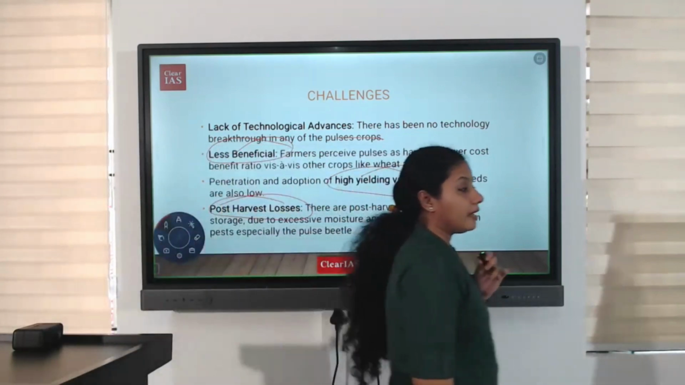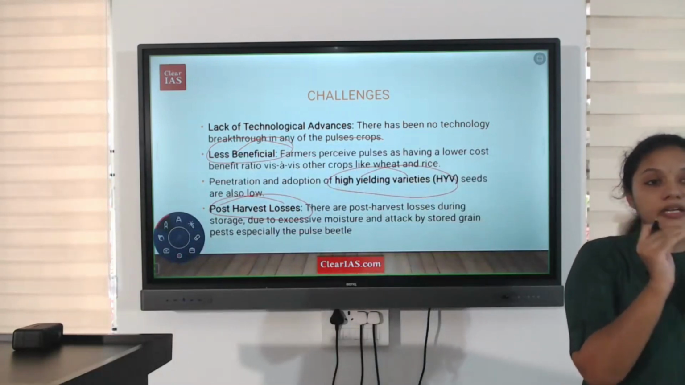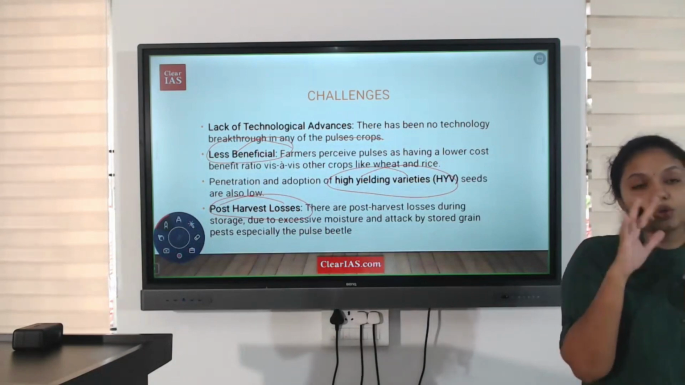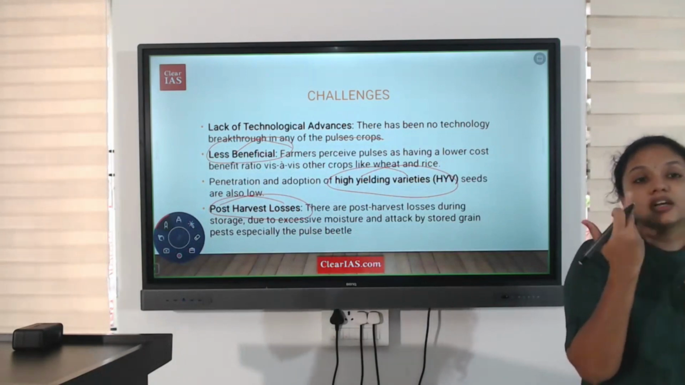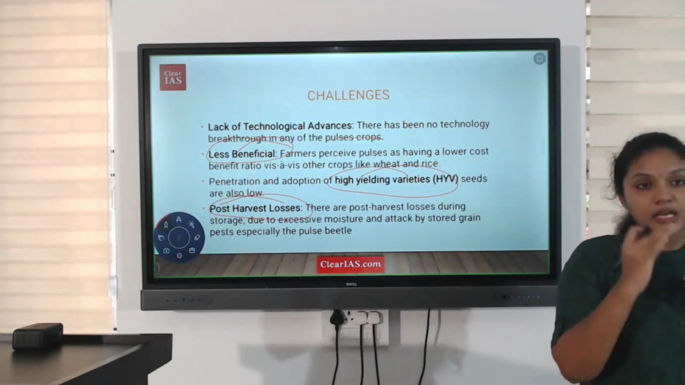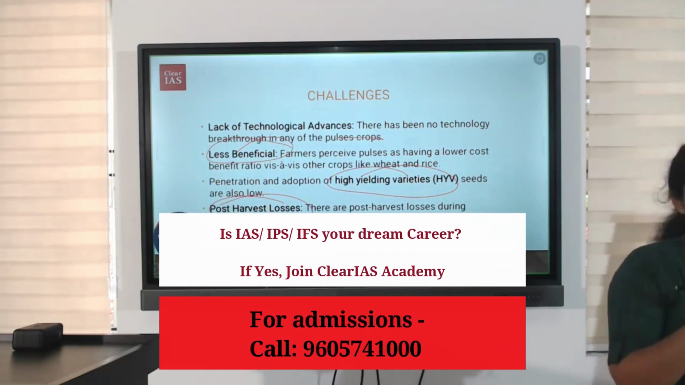That means pulses sometimes require adequate infrastructure, storage facilities, etc., unlike rice and wheat. So it means that there is an initial cost which is incurred for the storage facilities or post-harvest facilities. So this also further reduces the pulses growth in the country.